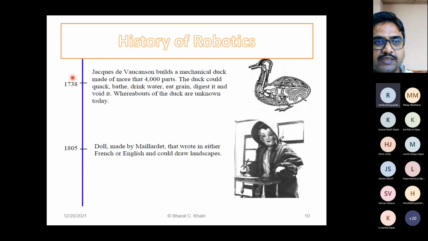So we think that robotics and automation are coming in nowadays' era. It is not like that. It was made before the 1500s, the 15th century. In 1805, a doll made by Maillardet that wrote in either French or English could draw landscapes. So this is a robotics field that dates to 1805.